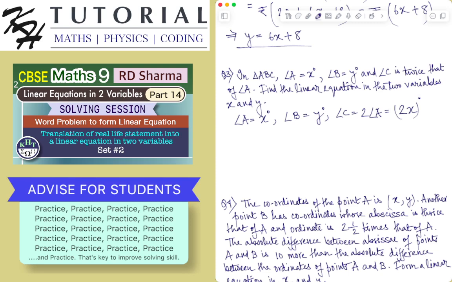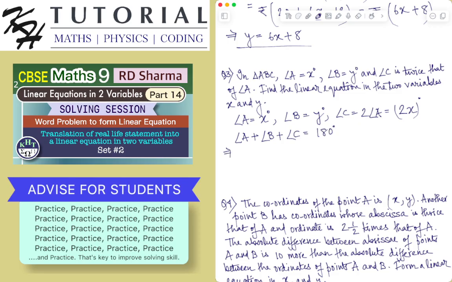So in this problem, there is no statement given. So how do we form a linear equation in x and y? We have to apply some concept, some fact. We know that the sum of the angles in a triangle is always equal to 180 degrees. We know angle A, angle B, and angle C. So definitely we must have angle A plus angle B plus angle C, that is the sum of the angles property in a triangle. We know the sum of the angles in a triangle is equal to 180 degrees.